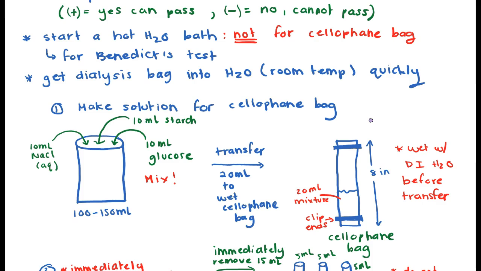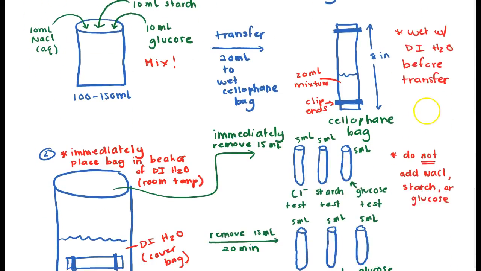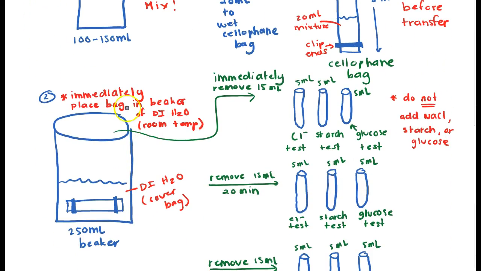So this part you want to get set up as soon as possible because your time starts here. So as soon as we have that, you want to immediately put it into a 250 milliliter beaker, and you want to cover it with deionized water. So again, make sure it's deionized. From here, you want to immediately take out 15 milliliters. Okay, so we're going to see what can immediately cross the cellophane paper or the cell membrane.